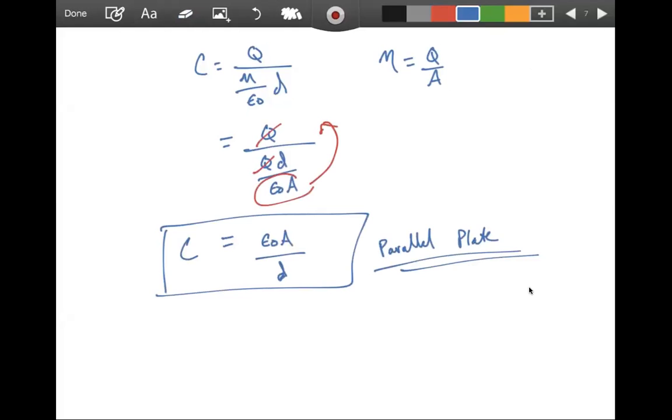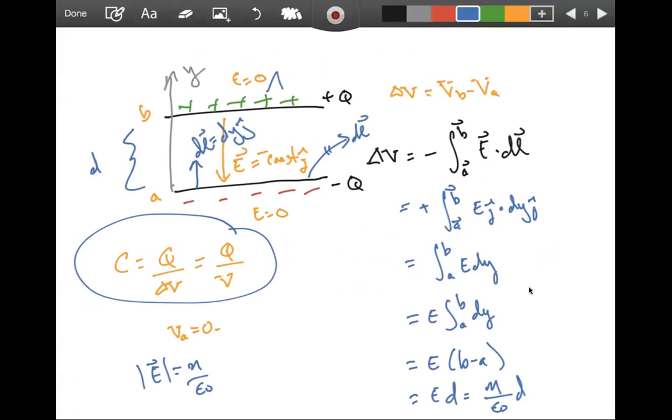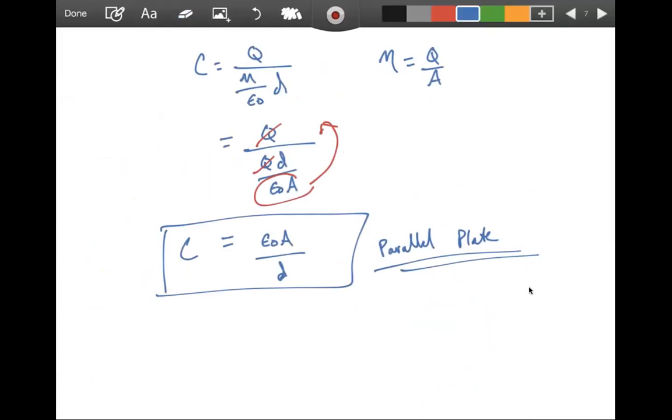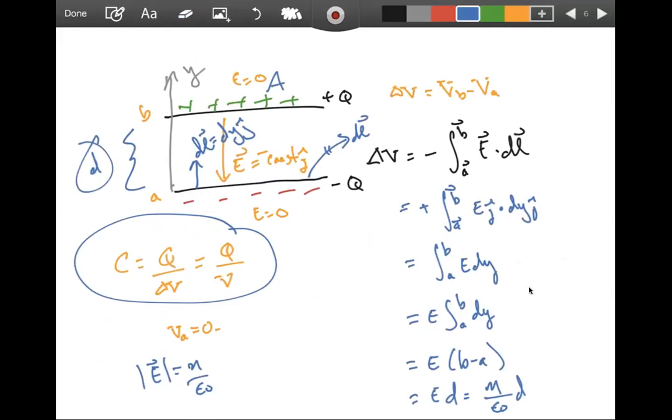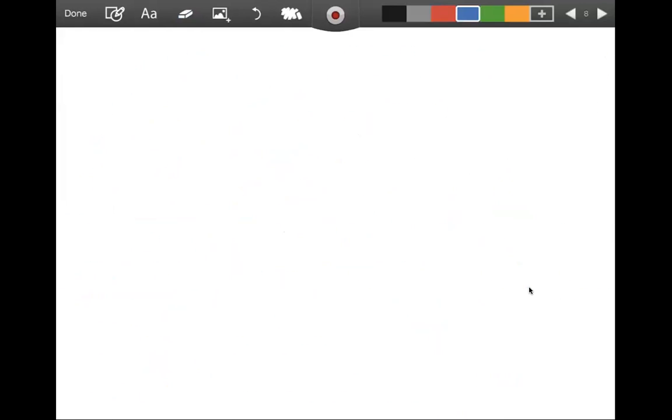Now, before I move on and do the next one, notice that my capacitance here depends only on the area of my plates. Okay, so going back to here, this is my area here. And the spatial separation between the two plates, i.e. this distance d. So it only depends on the geometry. Now, just to drive this home a little bit more, let's go ahead and do our next example. So let's switch to the next example.